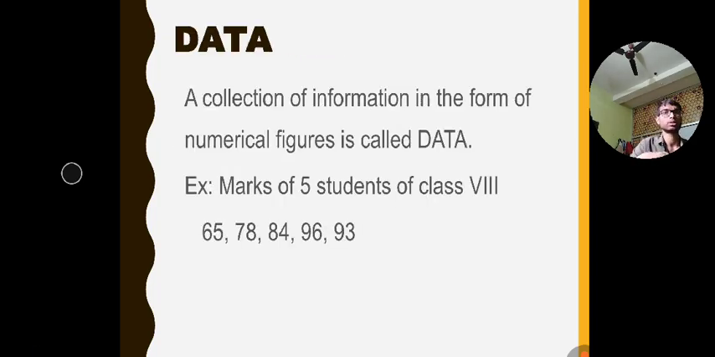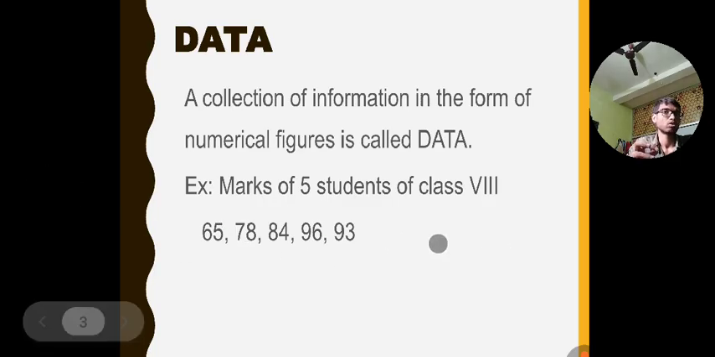Let's see next. Data: a collection of information in the form of numerical figures is called data. This is the standard meaning of data. So, a collection of information in the form of numericals. We represent a collection of information by visuals, by numbers. We will have numbers, we will have visuals. Through visuals, the public will be able to understand and interact with our information.